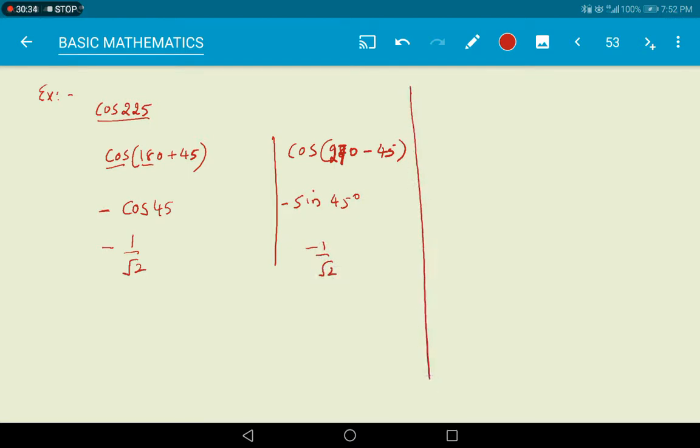Okay, so let us take one more, cos 180. So cos 180 we can write as cos of 90 plus 90. 90 plus theta is in the second quadrant, so it becomes sine, but with a minus, so minus sine 90, which is minus 1. So in this way we can find the trigonometric ratios of any angle in any quadrant.